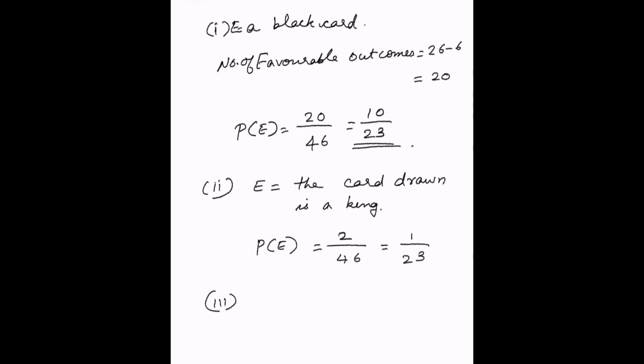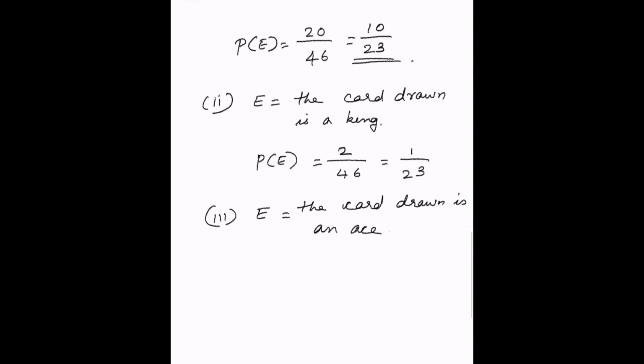Now, the third subdivision. The event I will write: the card drawn is an ace. How many ace cards are there in these 46 cards? 4. We are not removing any ace cards, so all 4 ace cards are there. So 4 divided by 46, which is 2 divided by 23.